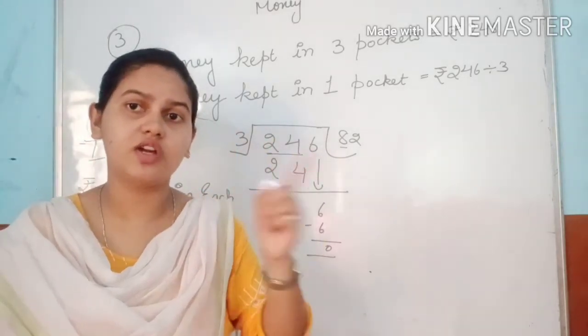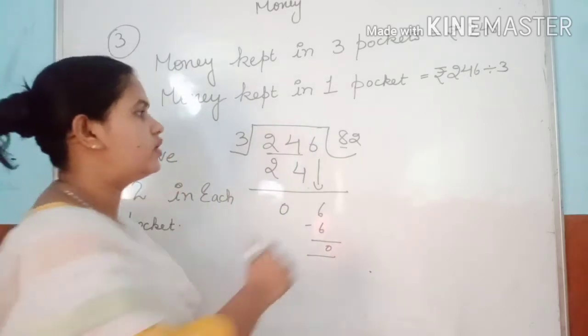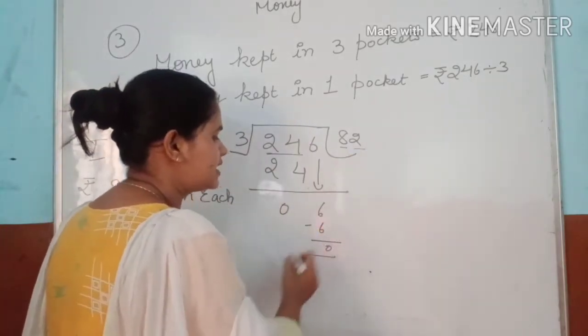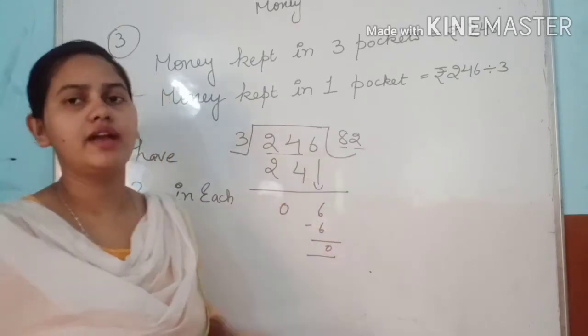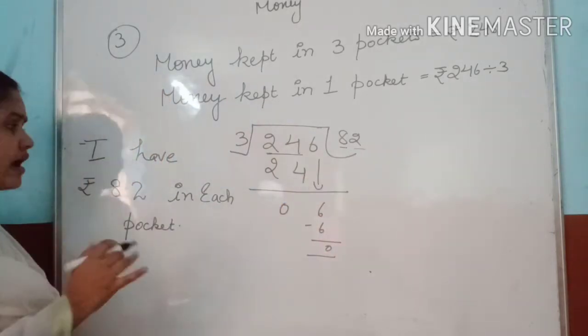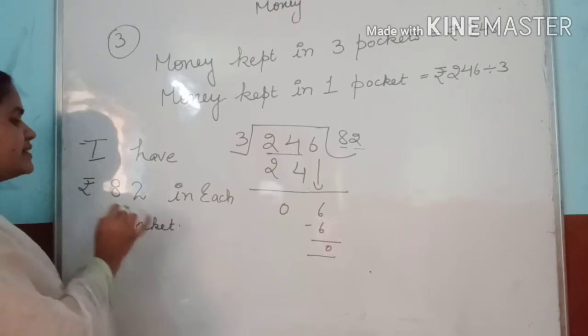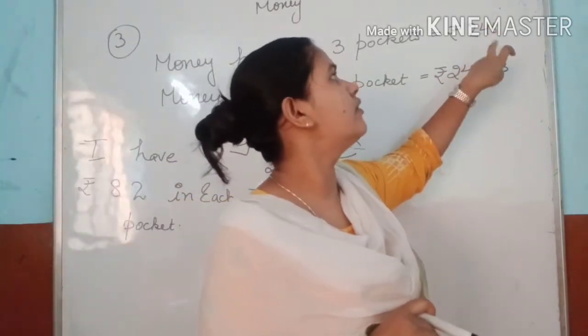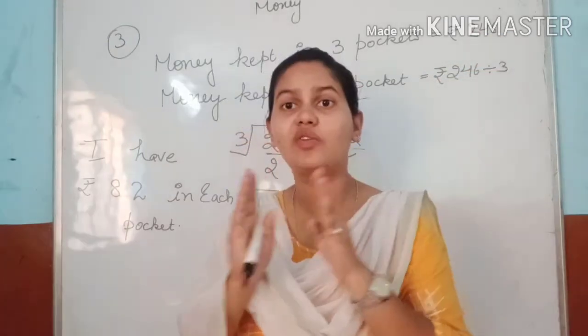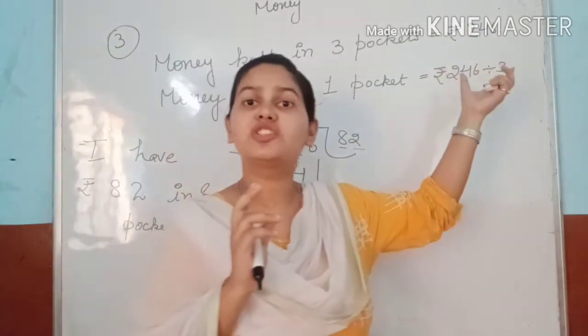Now on the table of 3, recite the table. 3 ones are 3, 3 twos are 6. Right, on 2. Right, 2 will be here, 6 will be here. Now when we divide it, you can see how much we have: 82. Now I have rupees 82 in each pocket, which means you can say 3 equal parts of that much amount.